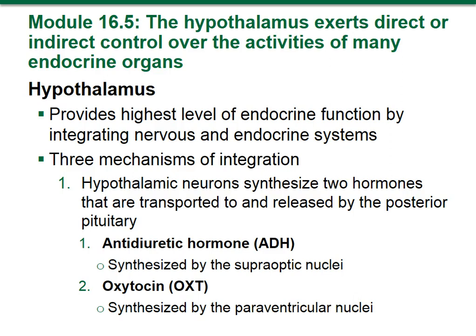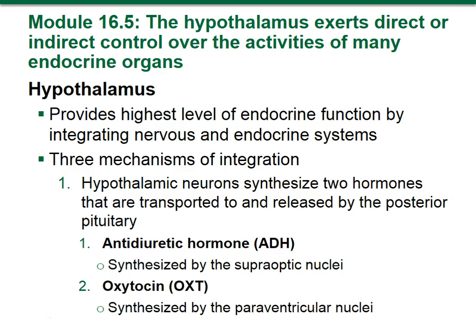You have hypothalamic neurons that synthesize two hormones, and they are then transported and released by the posterior pituitary. So antidiuretic hormone, ADH, and oxytocin. So this is an example where the thing that produces the hormone isn't the thing that basically secretes and releases it, right? It's produced in the hypothalamus, but it's ultimately released and secreted by the posterior pituitary.